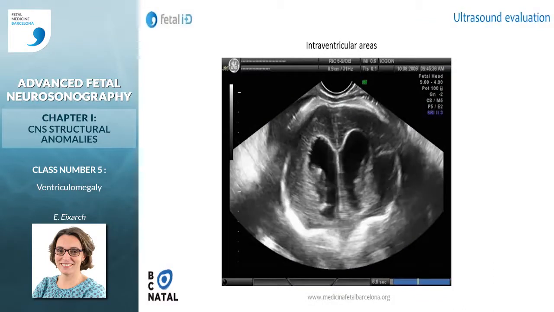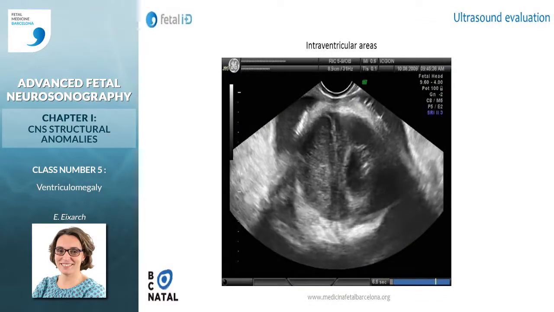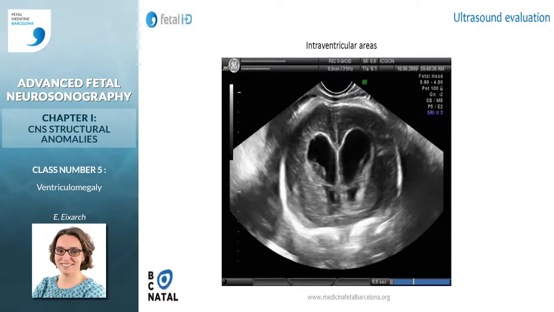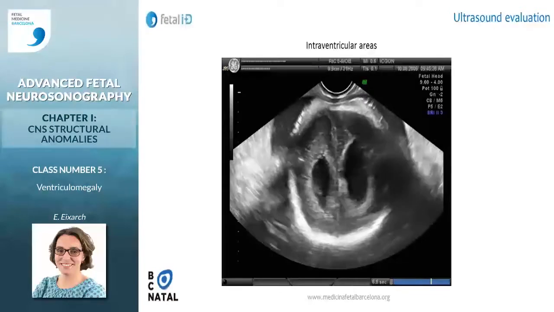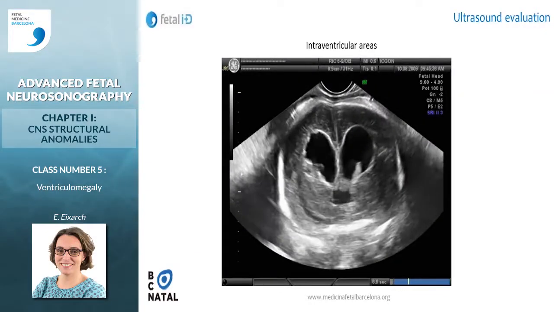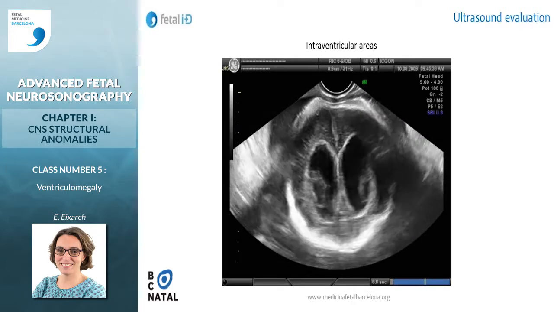Another thing that should be evaluated is the intraventricular area, the content of the ventricles. As we can see in this video, we can find these hyperrefringent walls. And we also see this heterogeneous image, which is a clot. This is highly suspicious of intraventricular hemorrhage.